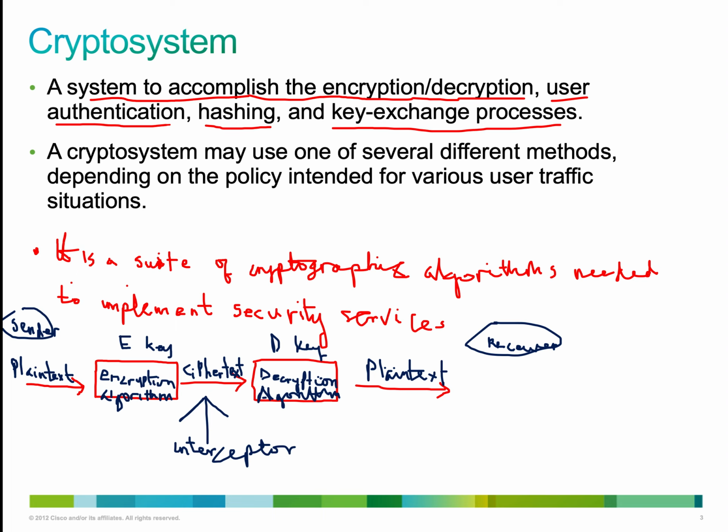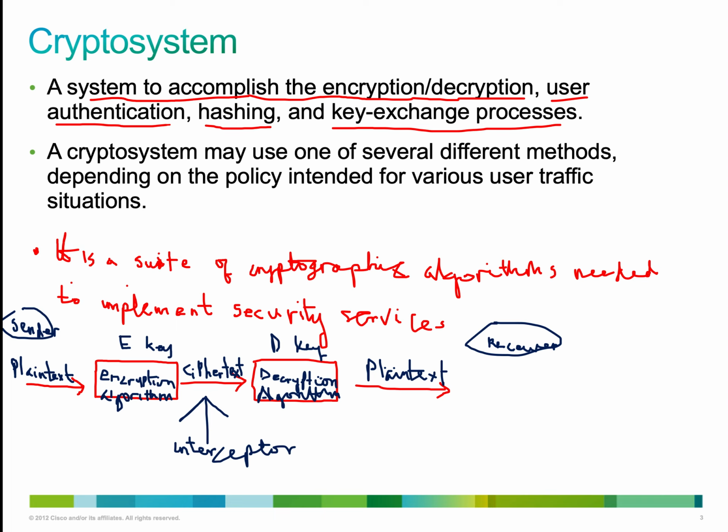In cybersecurity, when we're looking at VPN, we talk about the crypto system. What is a crypto system? A crypto system is a system that has been put in place to carry out encryption mechanisms, decryption mechanisms, user authentication, hashing, and key exchange processes. So these are the keywords in crypto system.